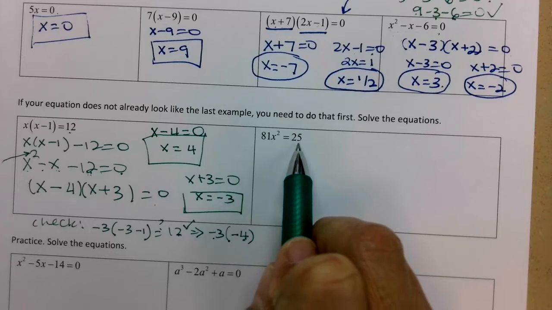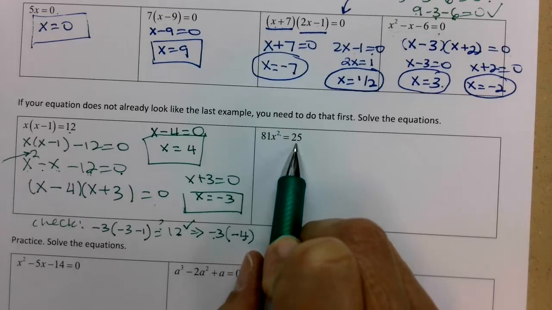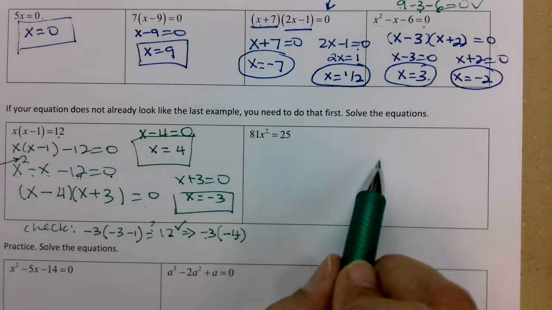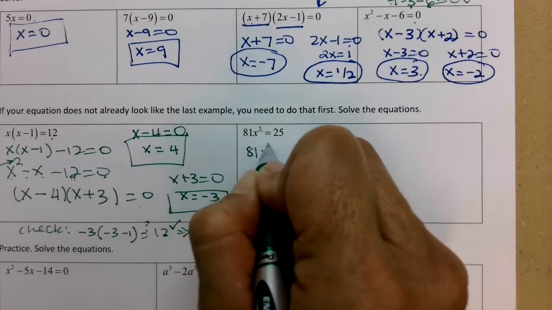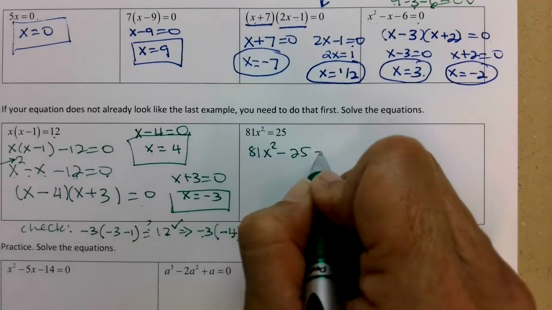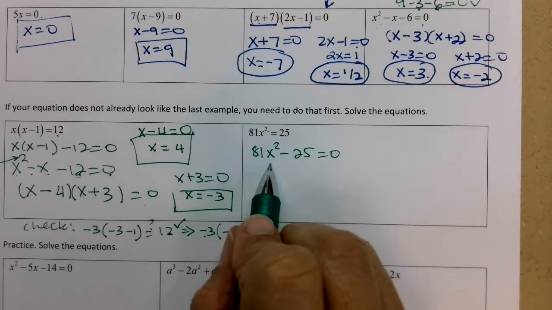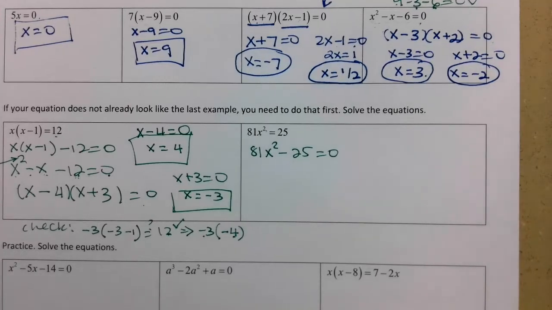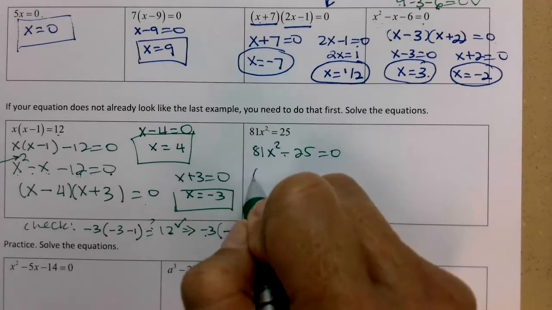81x squared equals 25, so it is quadratic. Now there are other solution options for this, but we're going to go ahead and do it by factoring using this principle of zero products. So I'm going to subtract 25 from both sides because I need a 0 for it to work. And now it's a binomial, not a trinomial. The way we factor binomials is we just have to see the pattern. And this one happens to be difference of two squares.